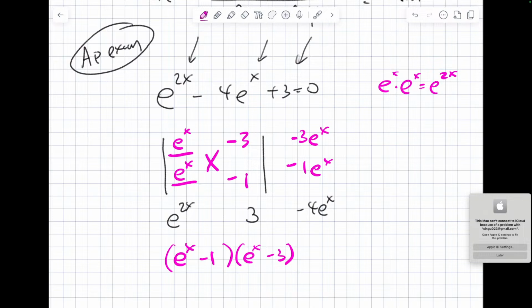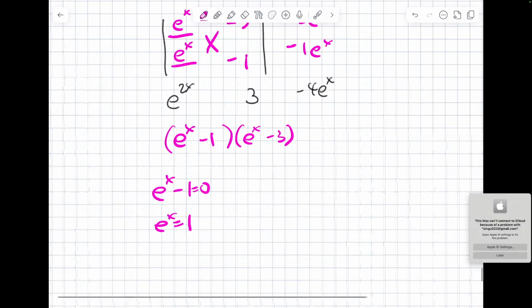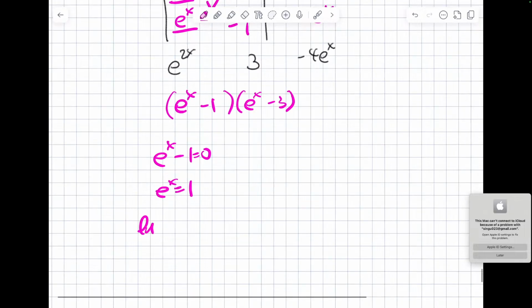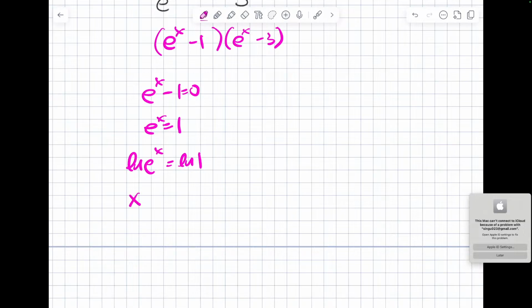Question about this part. Now, can I set e to the x minus 1 equal to 0, so e to the x equals 1? You can use the sideways butt cheek method to do this one, or you can do ln on both sides. ln of e to the x equals ln of 1. What's ln of 1? 0. And ln of e is 1, so x times 1 equals 0, so x equals 0. Is that okay?